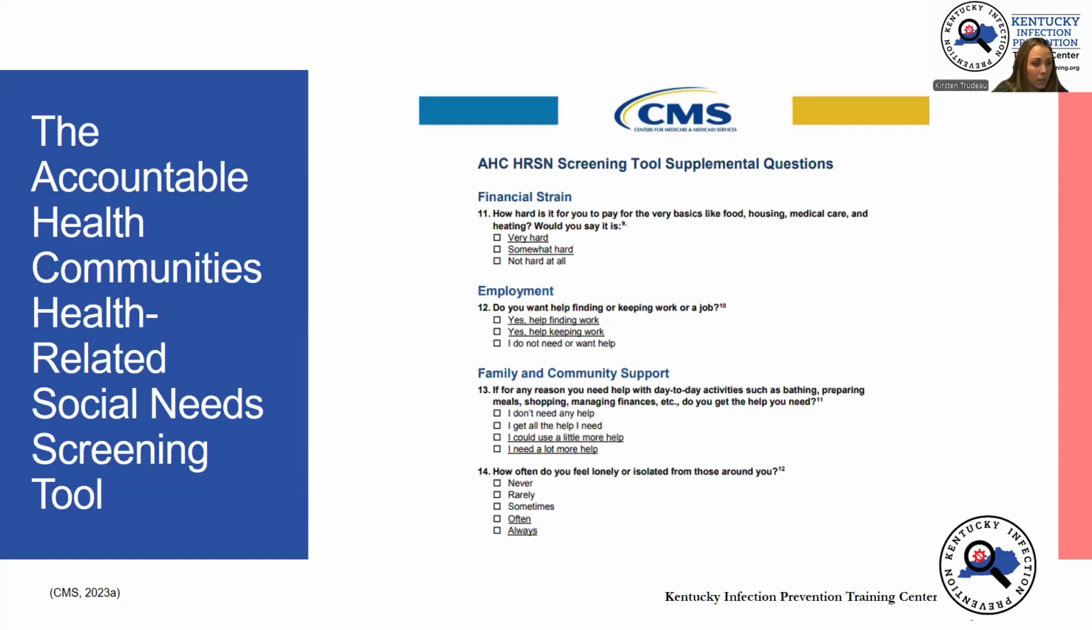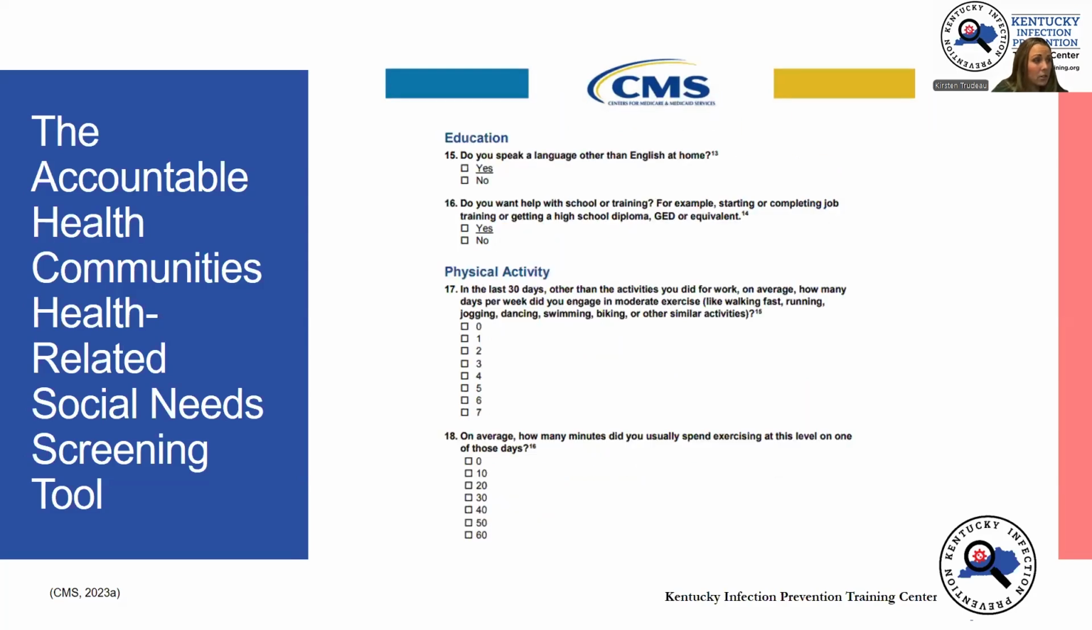For family support, we saw that not having support from their family, their friends, their community impacts their health outcomes. So we want to know, do they not have any help? Do they have a lot of help? We need to know that. Do they feel isolated or lonely from others? Education, do they speak a language other than English? Do they have formal school training? Do they have a high school diploma? That's going to help us understand what literacy level we're working with when we're trying to educate these patients.